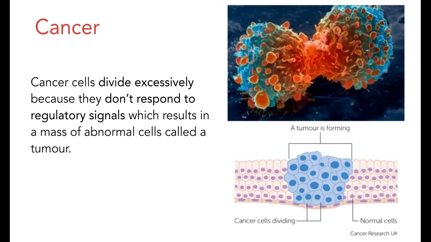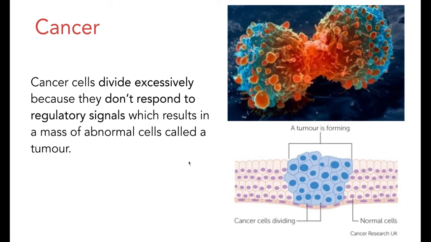So cells divide only when they're required to, so that's controlled by these regulatory signals. If they don't respond to regulatory signals, they keep dividing and dividing and dividing, so you get that cluster of abnormal cells, a mass forms. And we define a tumour as being a mass of abnormal cells which are dividing excessively.